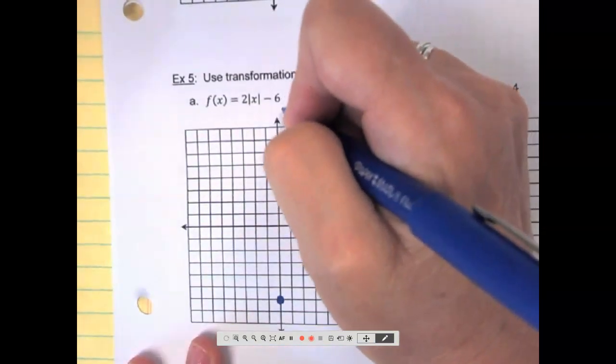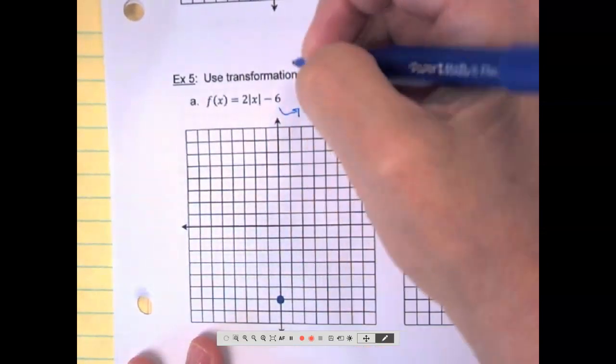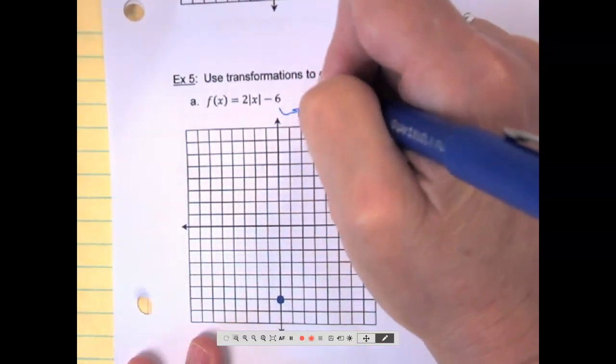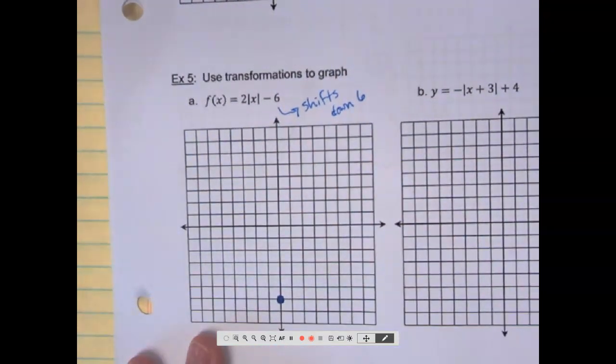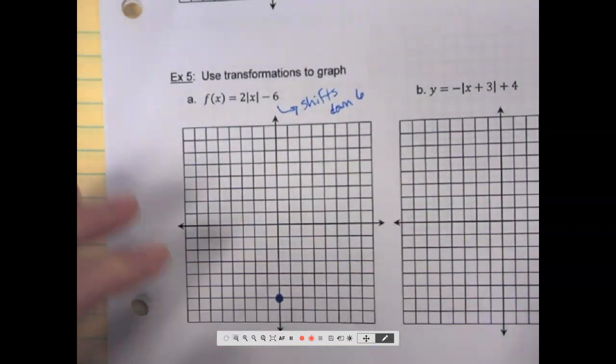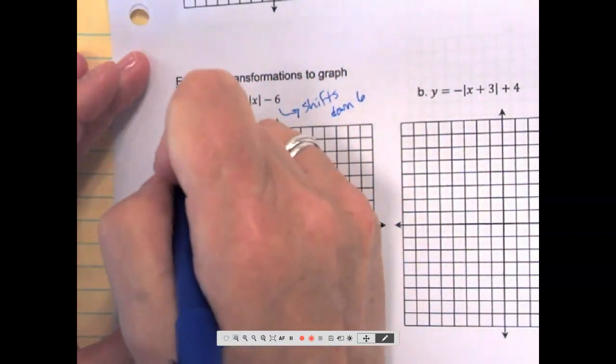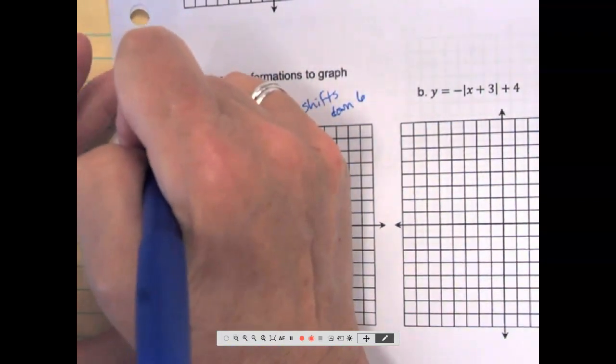So let's put a little note here that this shifts down 6, and that this 2 makes it steeper.